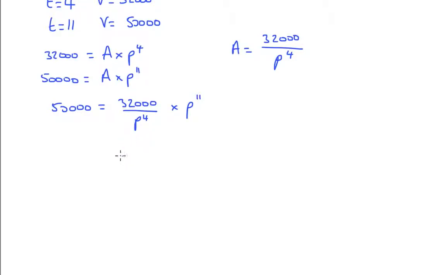So 50,000 over 32,000 is equal to p to the 7. So p will be the 7th root of that value. So the 7th root of 25 over 16. To 4 decimal places it wanted, that's 1.0658.